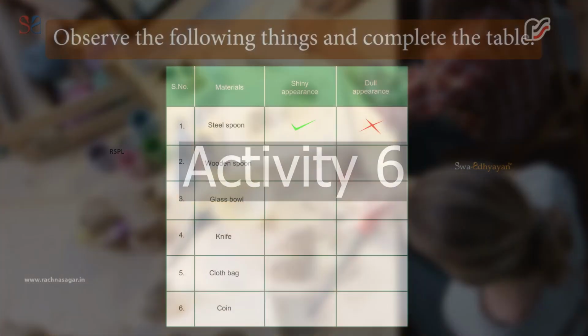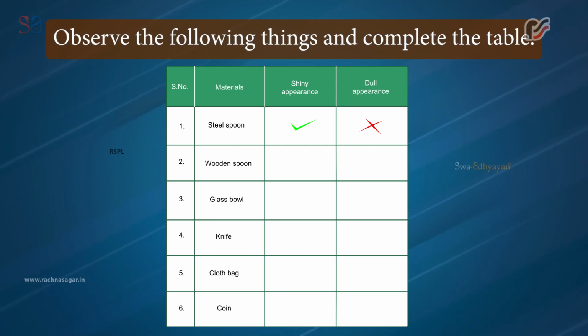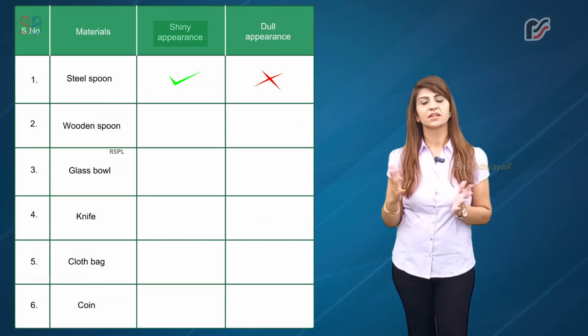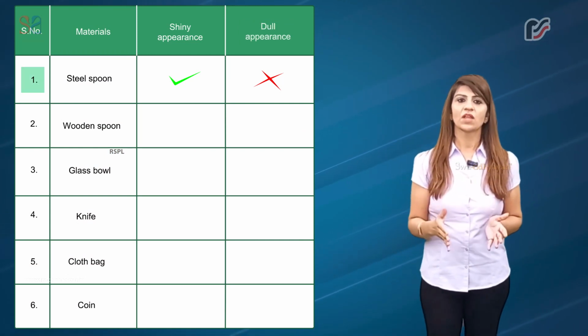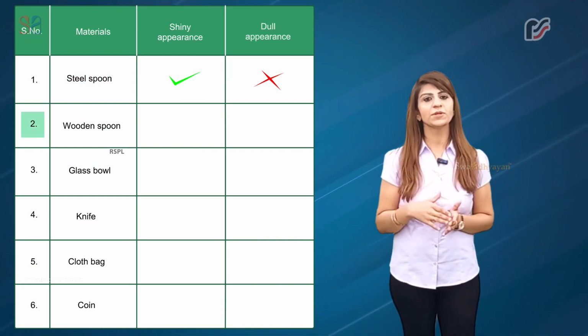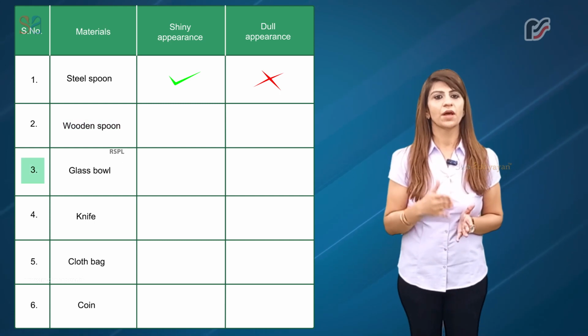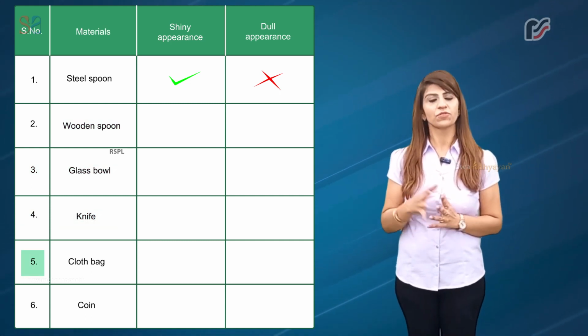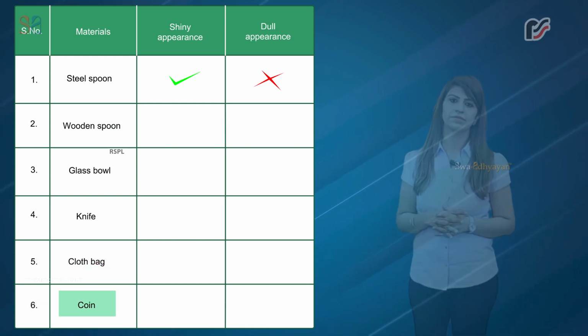Activity 6. Observe the following things and complete the table. Serial number, materials, shiny appearance, dull appearance. Number 1, steel spoon. Number 2, wooden spoon. Number 3, glass bowl. Number 4, knife. Number 5, cloth bag. Number 6, coin.